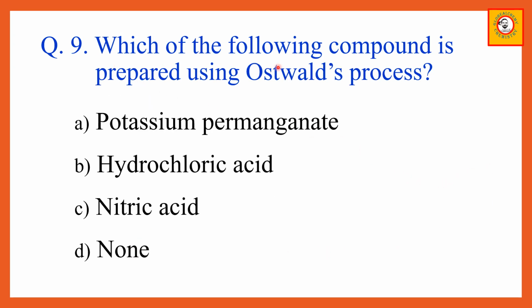Question 9. Which of the following compounds is prepared using the Ostwald process? Potassium permanganate, hydrochloric acid, nitric acid. The answer is nitric acid.